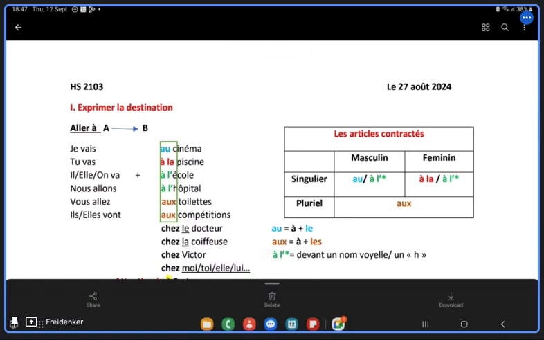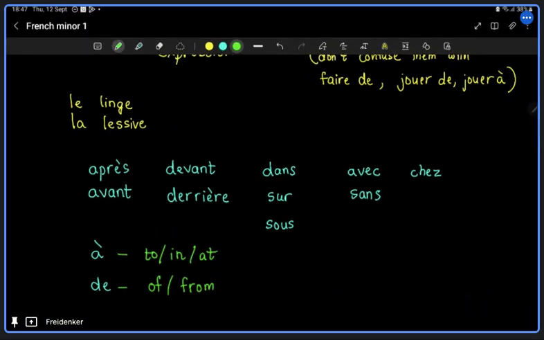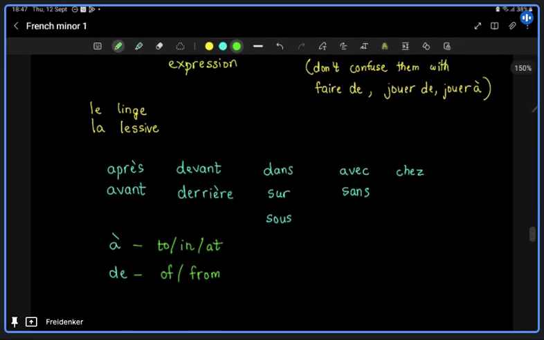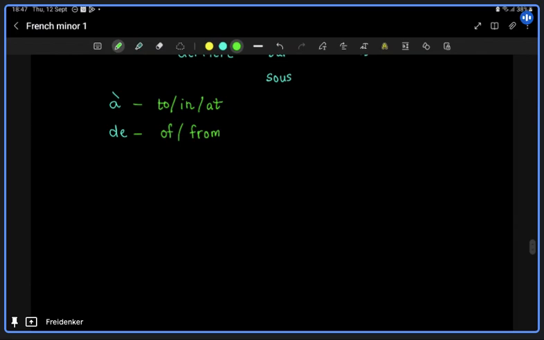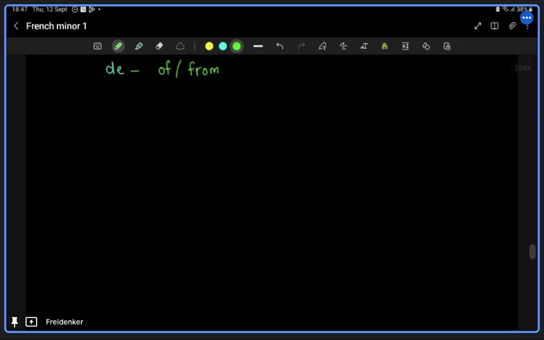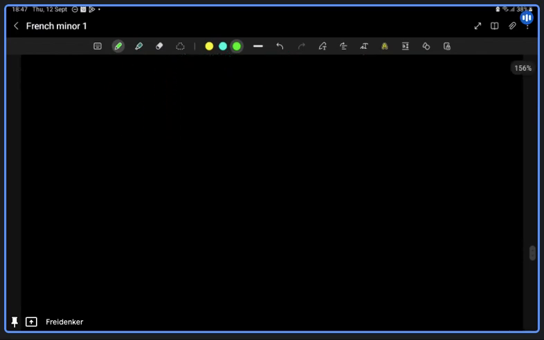A new topic. Now you're supposed to know. Okay, fine. Let this sink in. We looked at article contracté. We looked at some fixed expressions. Now we'll be moving on. Now we'll be learning how to express coming and going. So these two are new verbs.